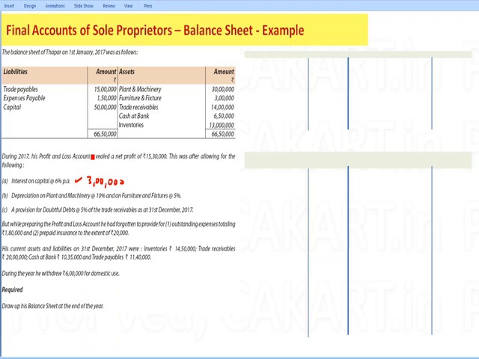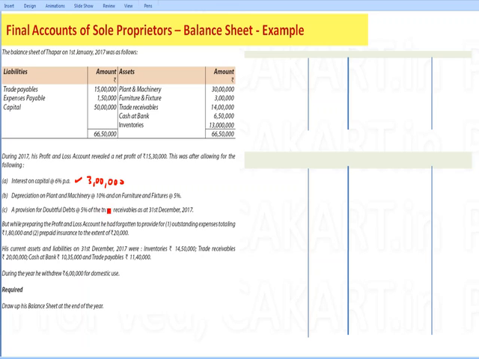And where will it be paid? It will be paid into the capital account only. So until now we thought that in the capital account we have to add net profit and subtract drawings, but another item here is the interest on capital. So we'll have to add interest on capital. Fine. So good.